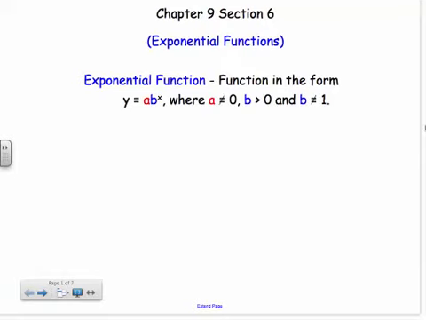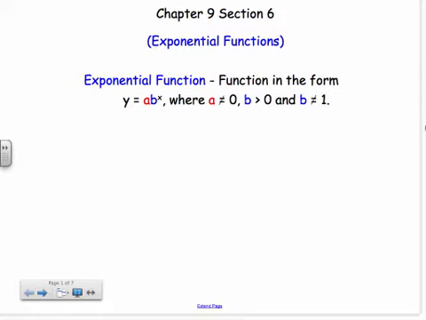We're going to take a little break from quadratics for the next couple sections, and we're going to get into some exponential functions. And we all know what exponents are. It's raising something to some power. Okay, but exponential functions, well, let's talk about where they come from.